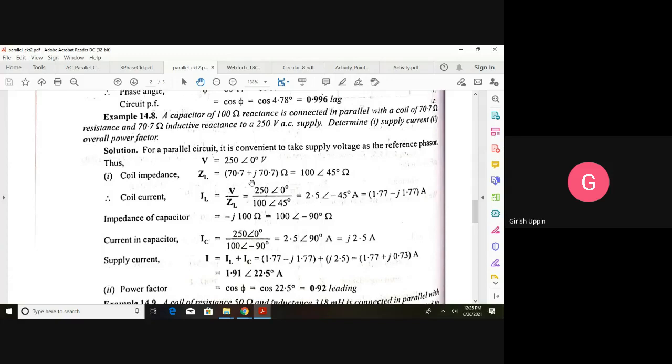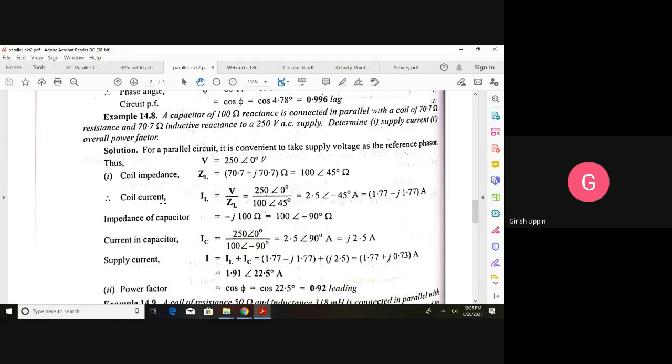This 100, how we got it: square root of 70.7 square plus 70.7 square. That is 100, and using tan phi or cos phi you get the angle as 45 degree. So this and this are exactly the same. This is the complex number format, the rectangular format, and this is the polar format.